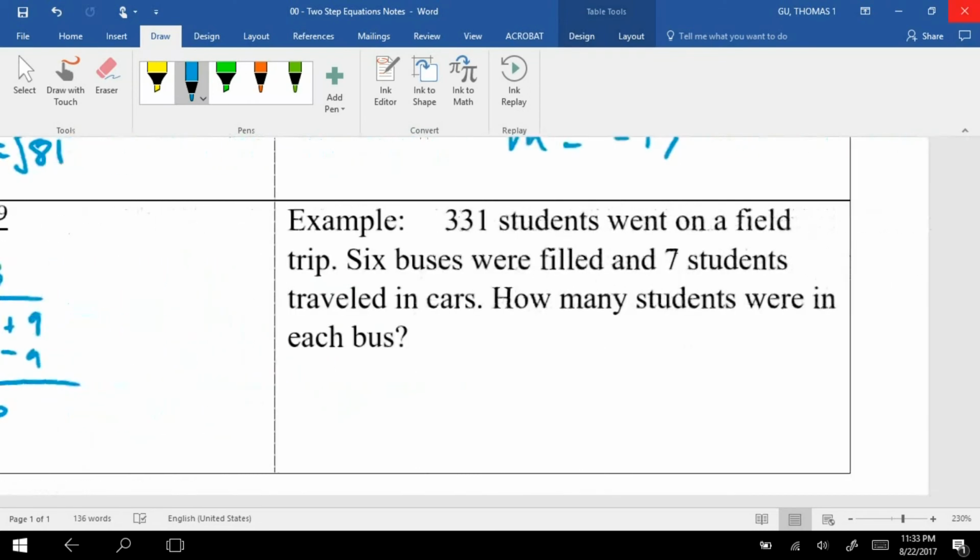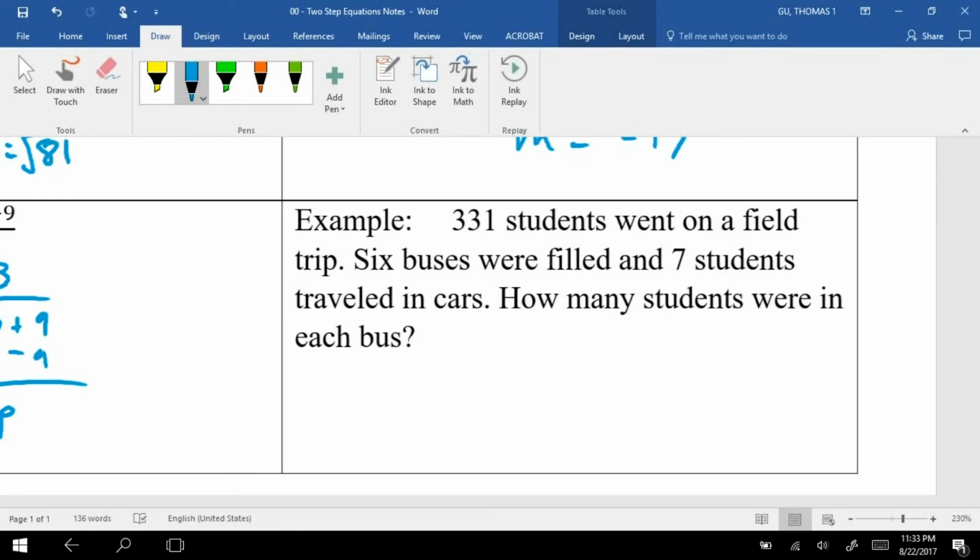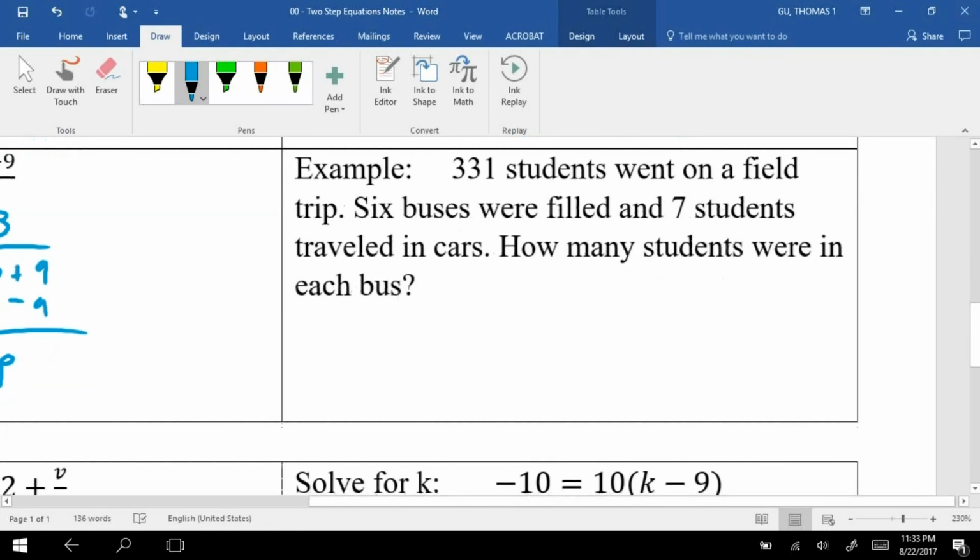Scoot it over. Oh my goodness. What is that? I thought, Coach Goo, I thought we were in math class. This looks like English. But check this out, guys. We have a word problem. Word problems can be changed into math.